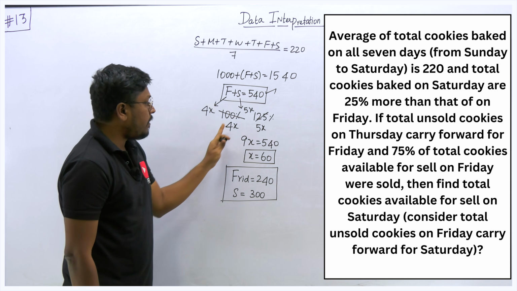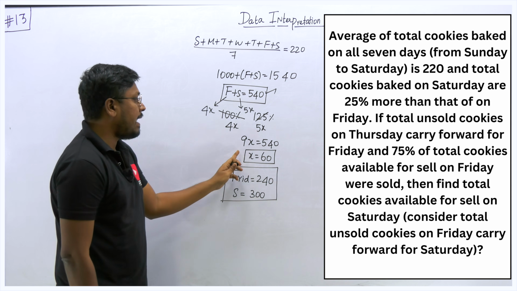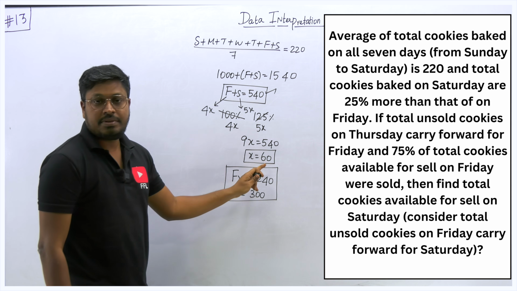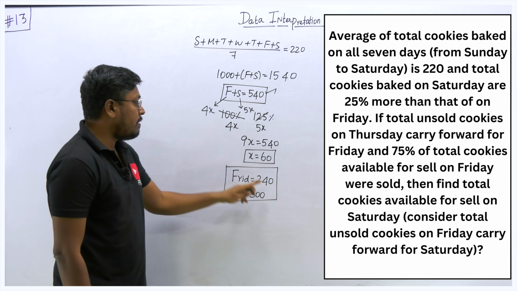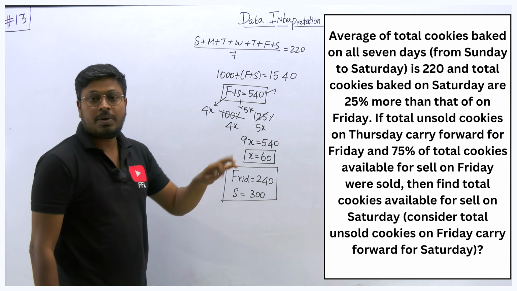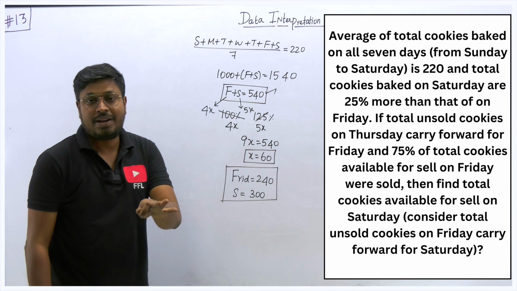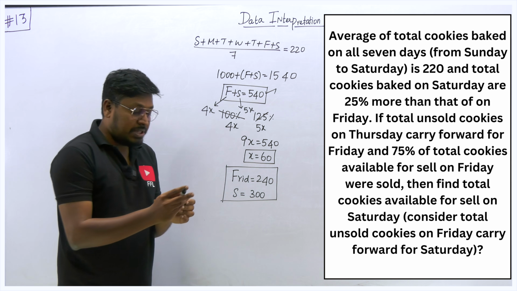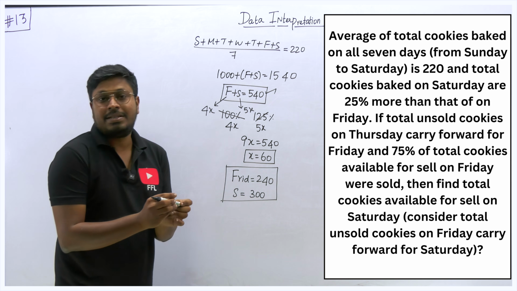So 125, 4x, 5x, total will be 9x. 540, x is equal to 60. So 60 into 4x will be 240. So out of this 540, we can say 240 will be the total number of cookies baked on Friday. So the remaining 300 will be the total number of cookies baked on Saturday.